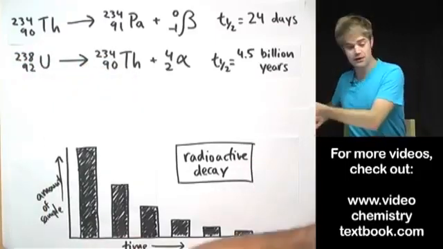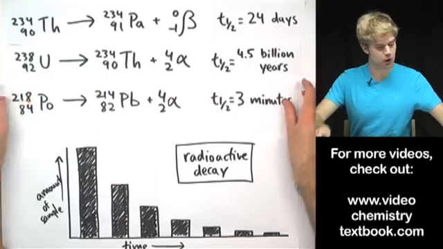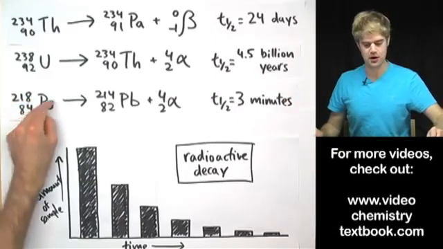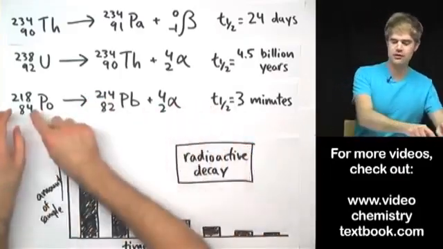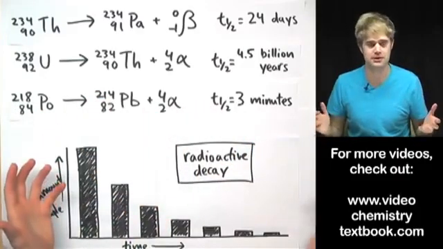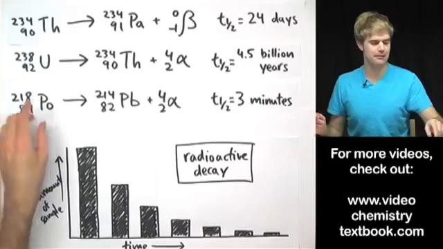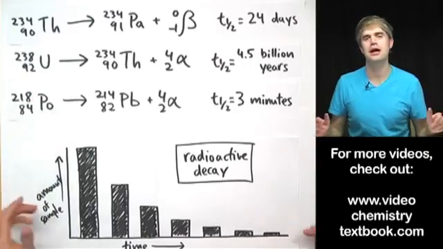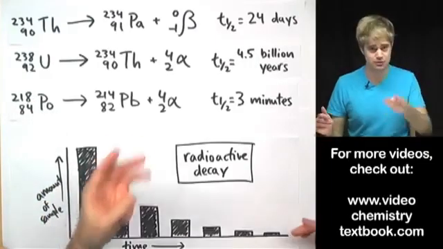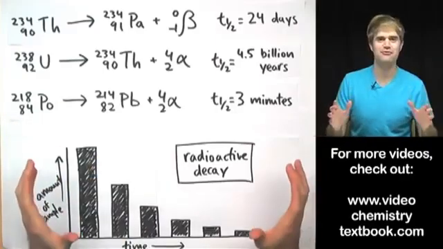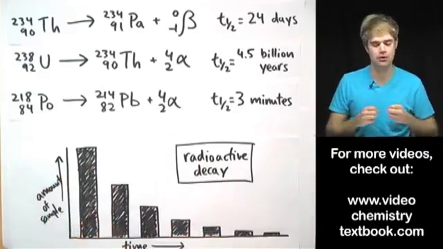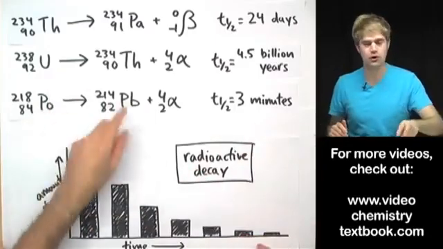But on the other hand, polonium-218 undergoes alpha decay to make lead-214, and the half-life of this process is only 3 minutes. So that means that if you were in the lab studying polonium-218 and you had to get up and run to the bathroom for 3 minutes, by the time you came back, half of the polonium in your sample would have disappeared. It would have turned into lead.